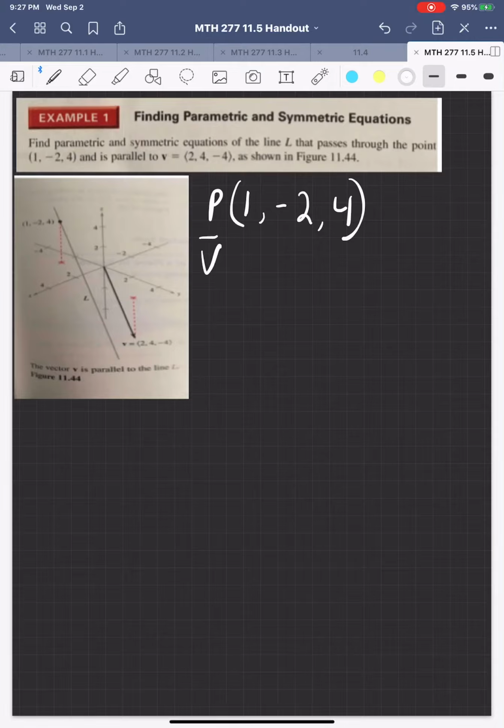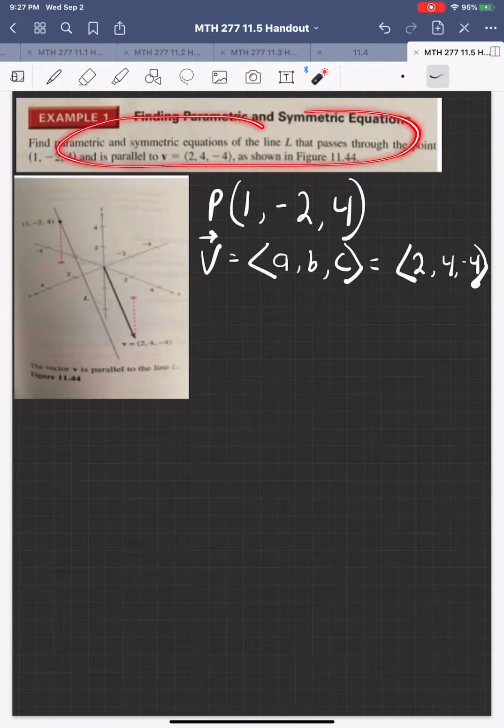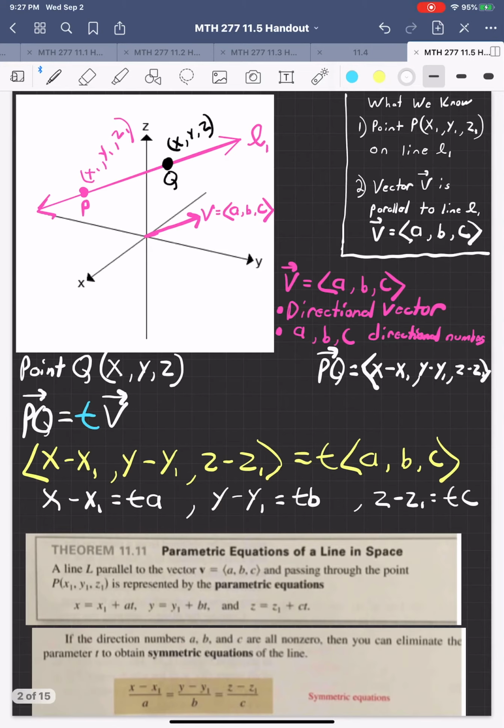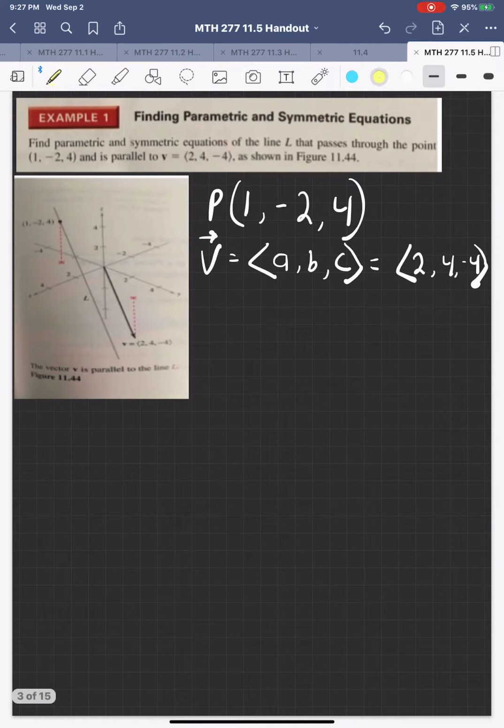So V is equal to, remember, A, B, C for components. And in this case it is just 2, 4, -4. Hopefully this shows up okay on your screen. It's a little bit blurry to me. Okay, so ready? Let's go ahead and write the parametric description first. Let's start there.